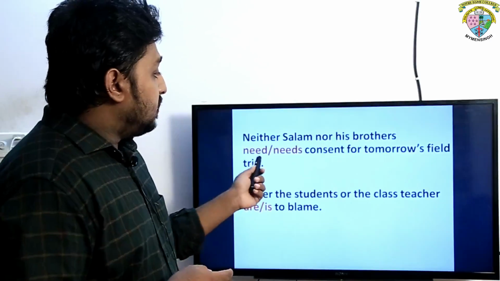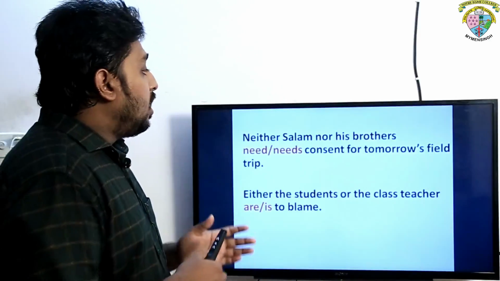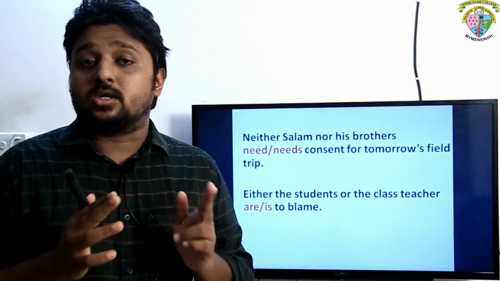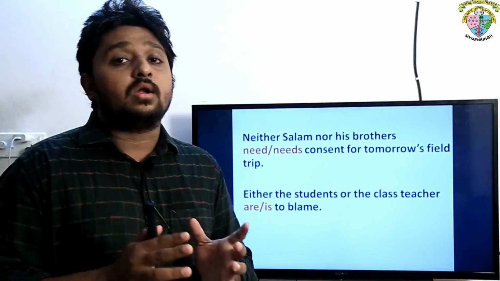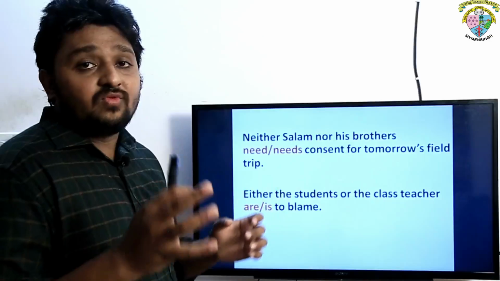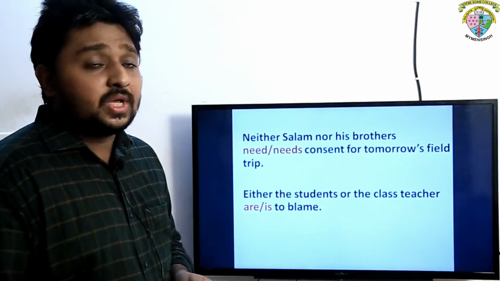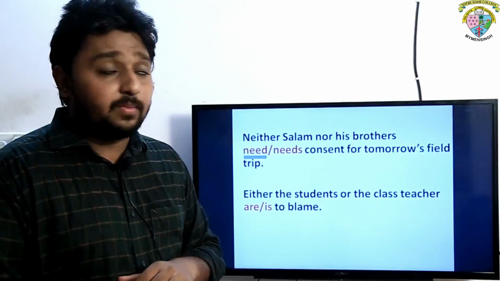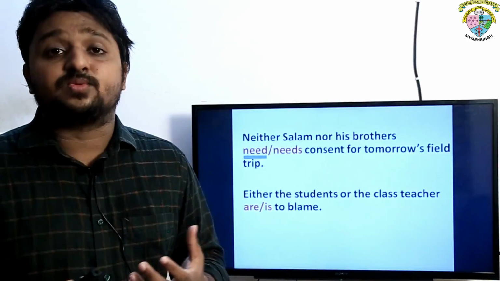Look, here the last subject is his brothers. What I told you: when two subjects are connected with a conjunction like either...or, neither...nor, not only...but also, or nor, that time we have to select the later subject to find out the correct verb. And here the later subject is his brothers, that is plural, and that's why the correct answer should be "need", because the subject here is plural and it receives a plural verb.